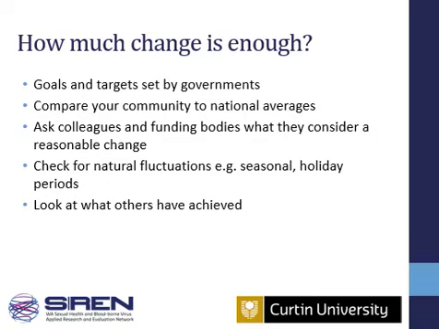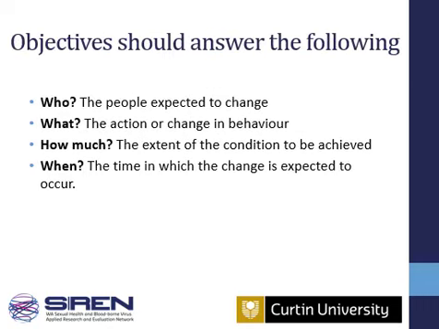Often people struggle with putting a measurable amount to their goals and objectives and ask, how much change is enough? To determine this, you could look at past national goals and targets set by governments, how your community compares to national averages, or ask colleagues and funding bodies what they consider a reasonable change to be. Look out for natural fluctuations, such as what happens in holiday periods, or look at what others have achieved. This may include findings presented in reports or journal articles. Remember that each objective should answer who, what, how much, and by when.